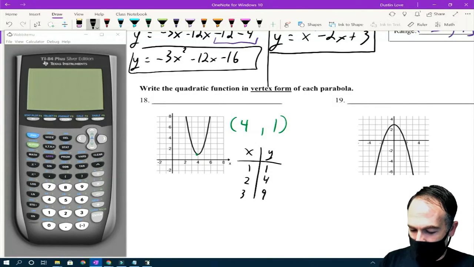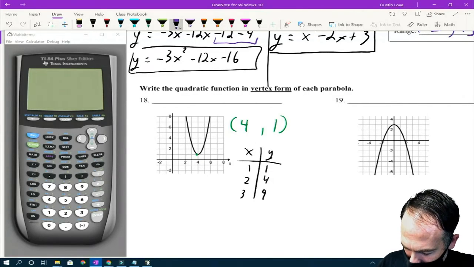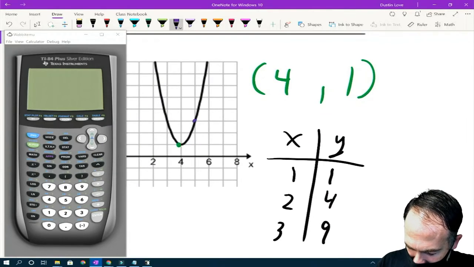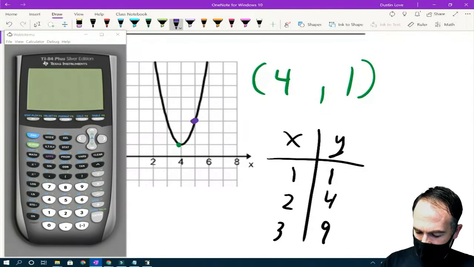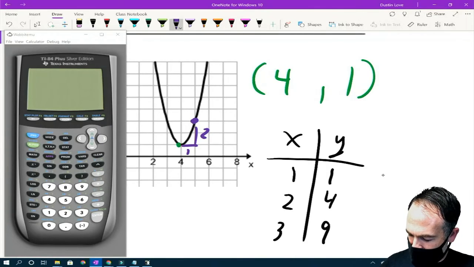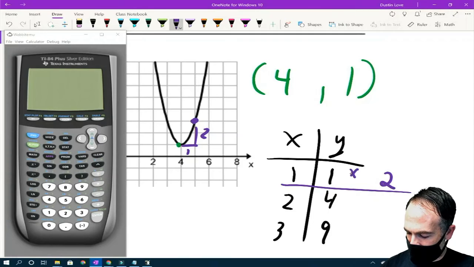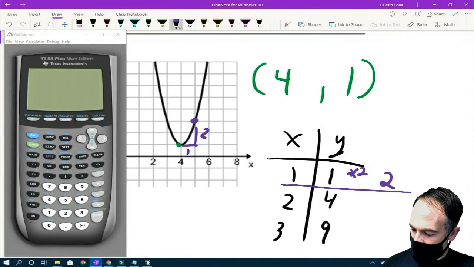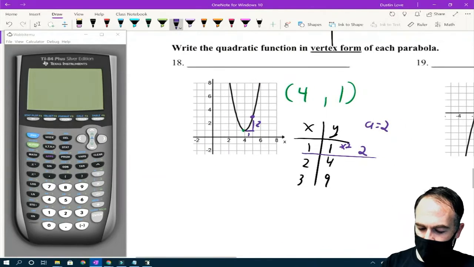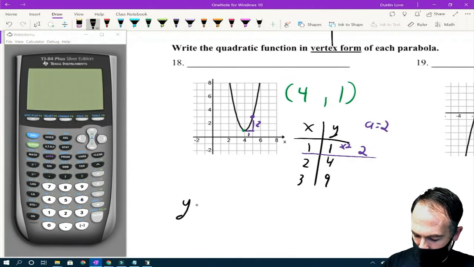We're going to find some point that this graph goes through. So it looks like it goes off of that point there. So here I've gone over 1 and up 2. So that's going to match up with this line, the 1, 1. Now you ask yourself, what did I multiply by? Well, in order to do that, I had to multiply by 2. And so my a value equals 2. That's all I need to write it in vertex form.